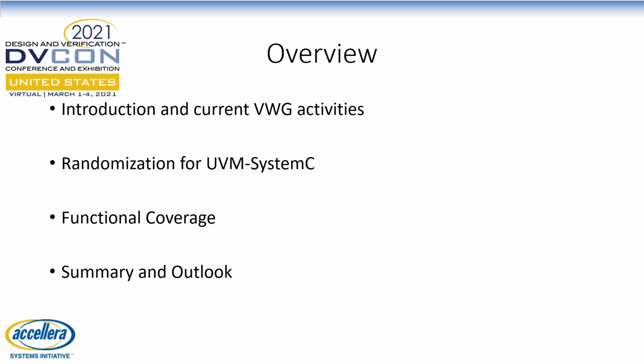First, let's start with an overview about today's workshop. First, Stephan will give an introduction about current verification working group activities. Then I will give an introduction into the CRAVE library and randomization for UVM-SystemC. Afterwards, Dragos will introduce the FC4SC library and functional coverage for the UVM-SystemC standard. Finally, Stephan will give a summary and outlook about further activities.